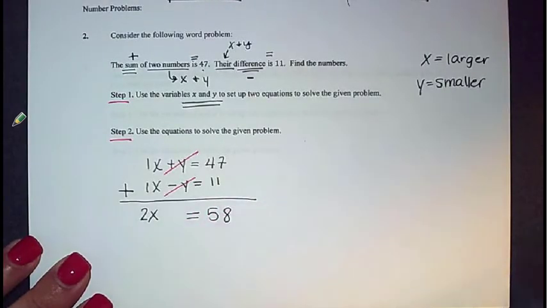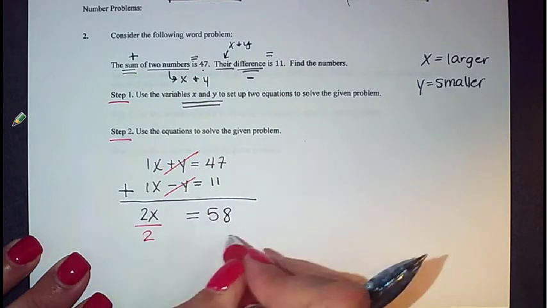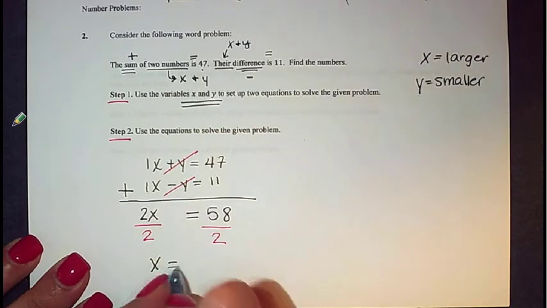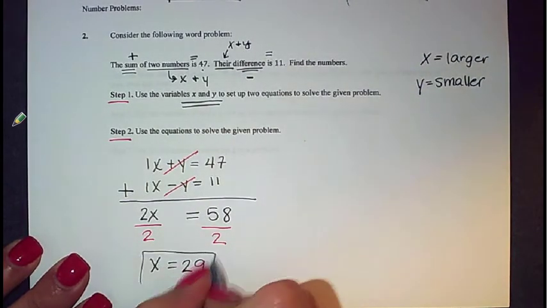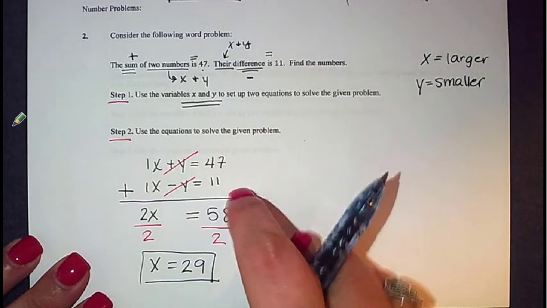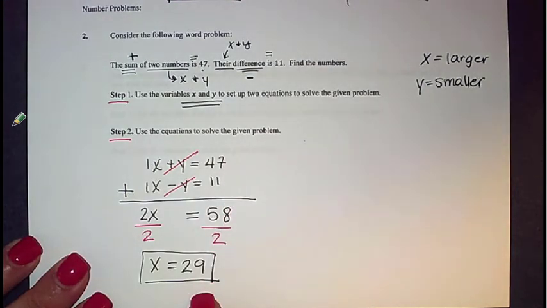We're going to then divide both of these guys by 2. So 58 divided by 2 is going to give us 29. So our larger number is the number 29. And again, what we want to do is take one of these two equations, substitute our 29 in for it, and see what our y value, our smaller value is.